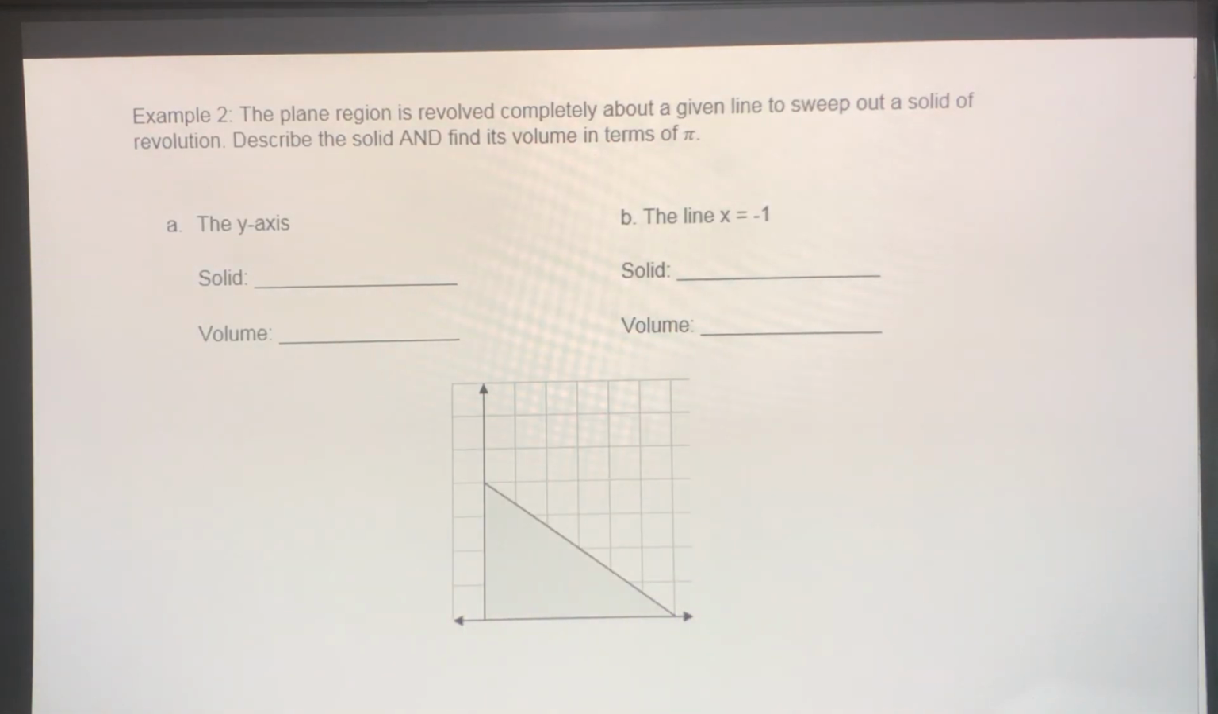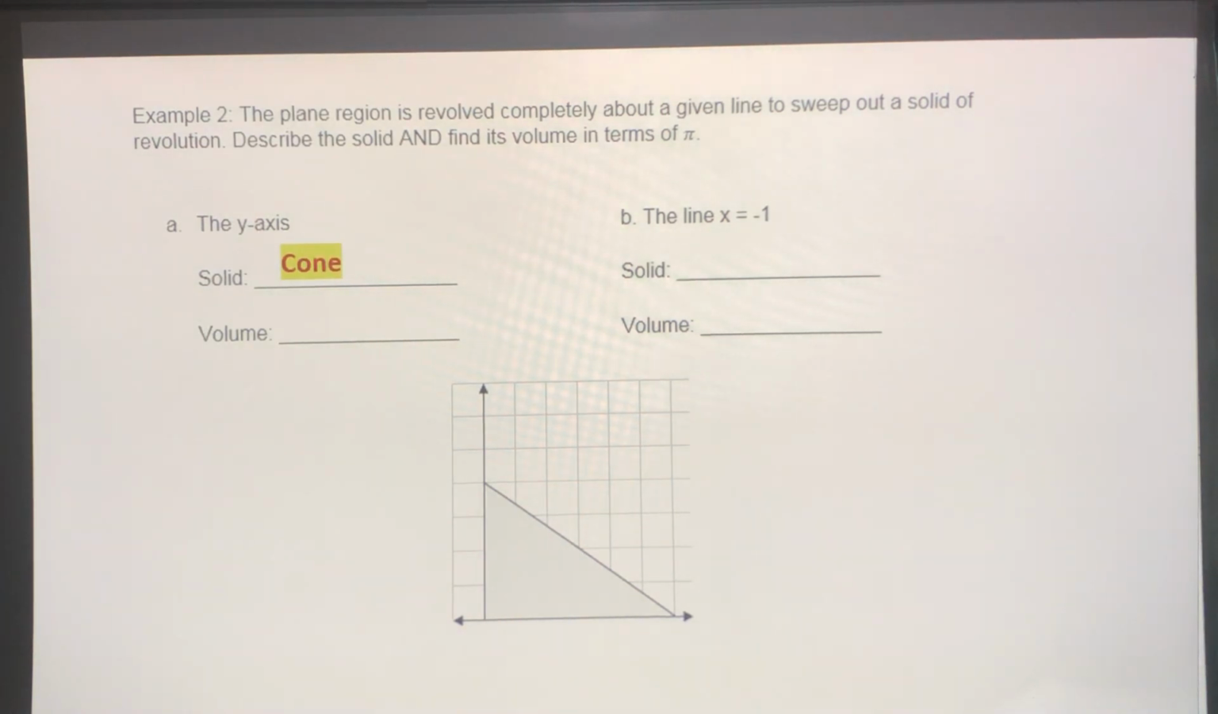Here's a couple more examples to look at. In this case, we have this triangular shape listed. If you can see the laser pointer in the center of the triangle, we have our y-axis vertically and our x-axis horizontally. If we were to rotate this, in example A, around the y-axis, what solid would it create? The y-axis is vertical. If we took this triangle and rotated it forward and around this way, what would it create? That would create a cone.